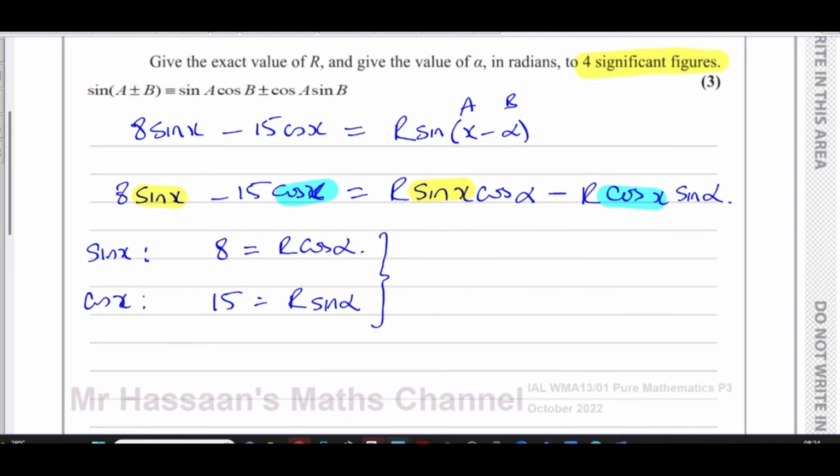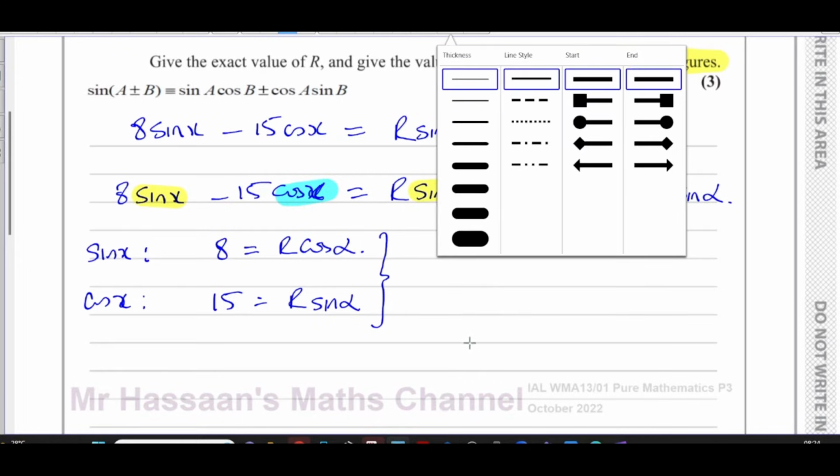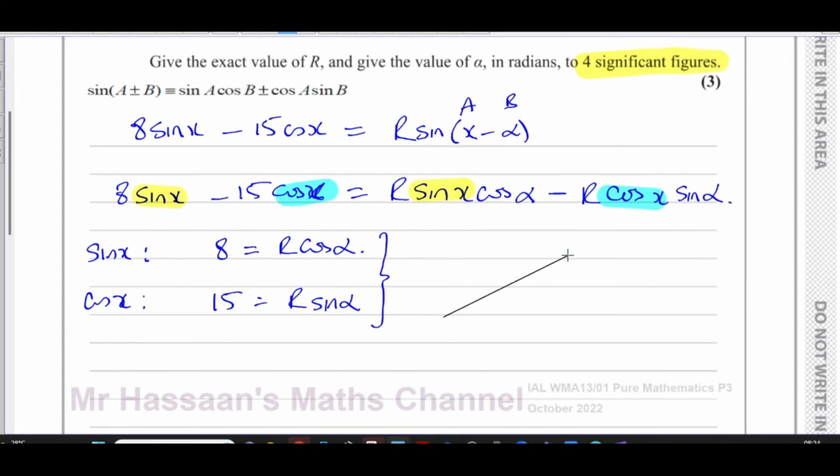I'll do it like this. So I'm going to draw a right angle triangle, just a random right angle triangle. And we know that if we call this alpha and this is a right angle, then the sine of alpha is going to be 15 over r, and the cosine of alpha is going to be 8 over r. I'm just going to make it a bit more realistic.